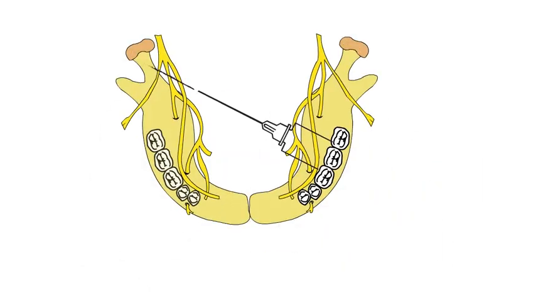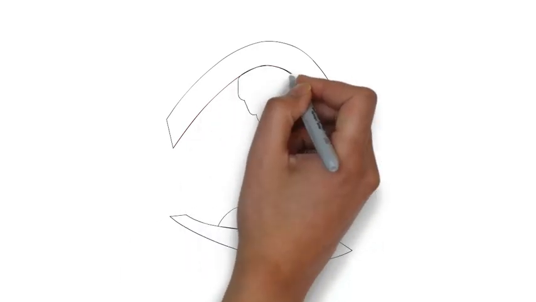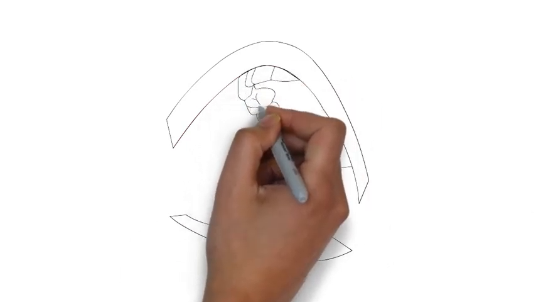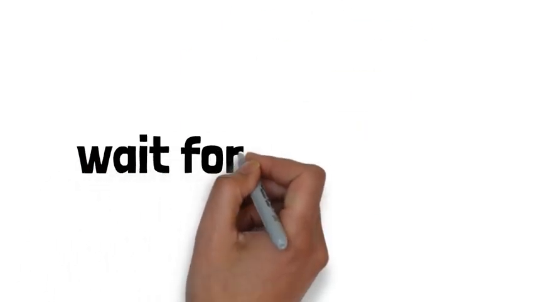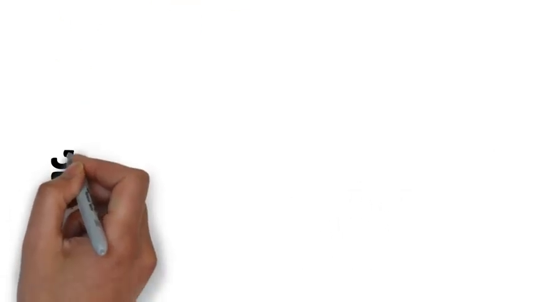Now have the patient keep his mouth open for about 1 to 2 minutes to permit diffusion of anesthetic solution. Then return the patient to the upright position and wait for 5 minutes for the anesthesia to get effective. Now we will discuss the anatomy of the region of the mandibular nerve block.